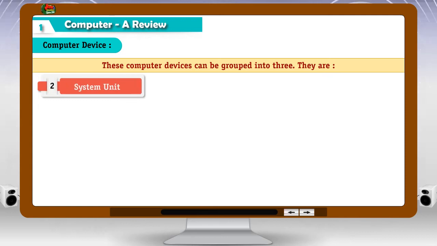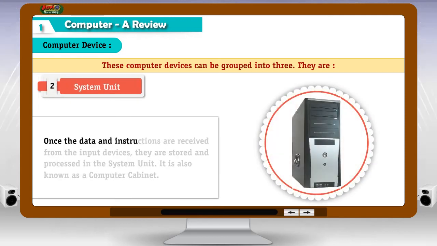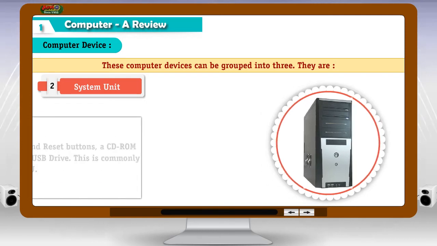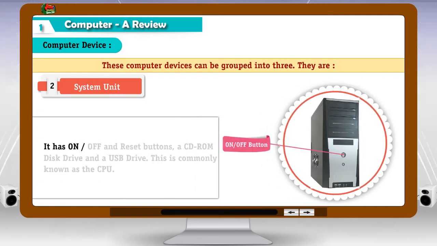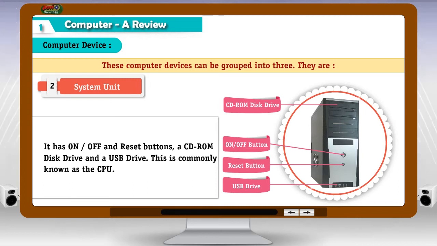2. System unit. Once the data and instructions are received from the input devices, they are stored and processed in the system unit. It is also known as a computer cabinet. It has on or off and reset buttons, a CD-ROM disk drive, and a USB drive. This is commonly known as the CPU.